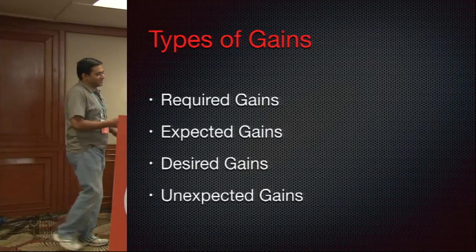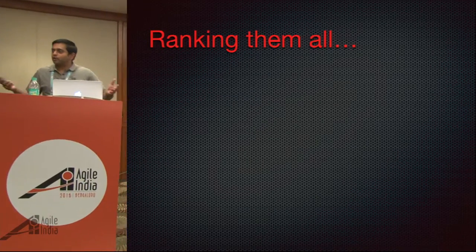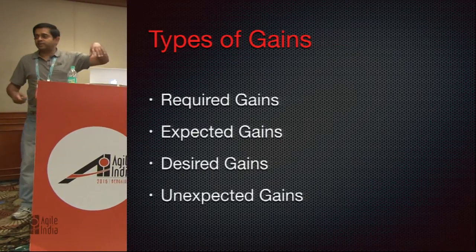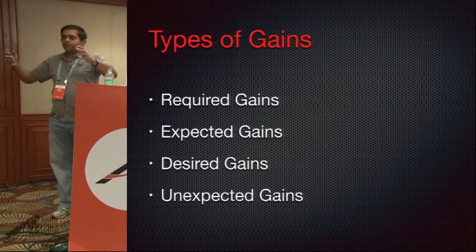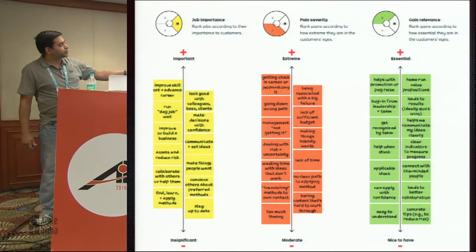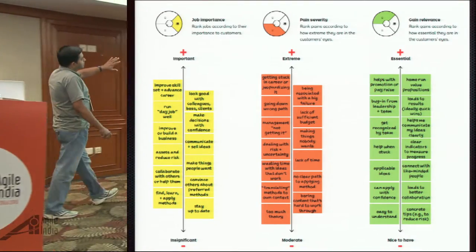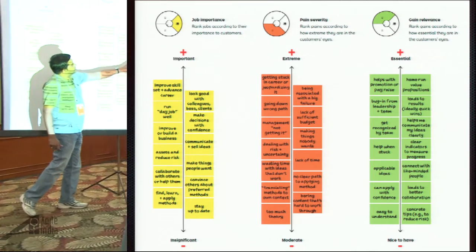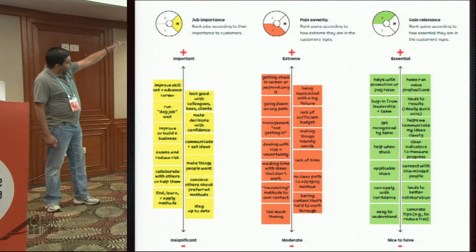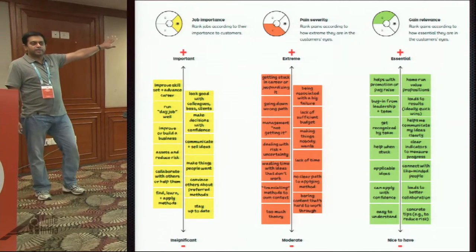Now you have worked together as a team, and the whole idea is to work together as a team with a bunch of post-its. And then what we do is we rank them all together. So we put them all together and say, hey, these were the job importance, the severity, the relevance, and we are just putting it all together here, from important to insignificant and so on. So this is the first part of it.